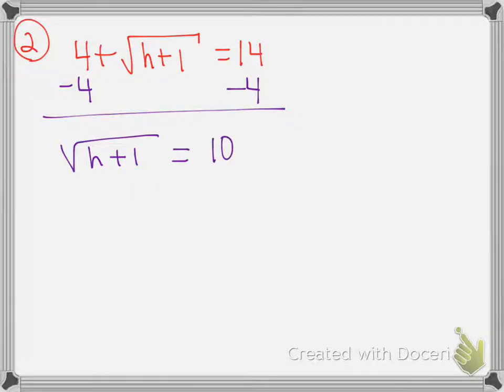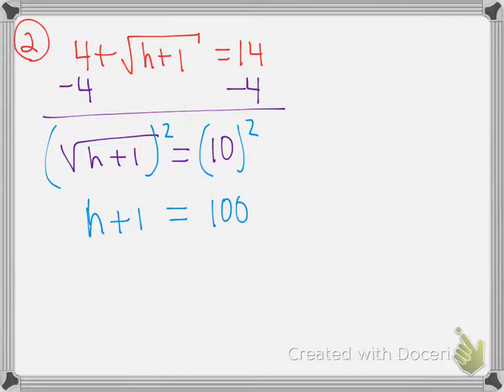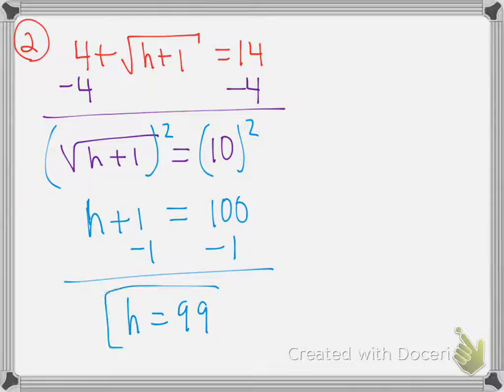Now to undo that radical sign, we need to square both sides. So the square undoes the radical. Those are inverse operations, so it's just h plus 1 on the left, and 10 squared is 10 times 10, or 100. And then the one step, subtract 1 from both sides, and h equals 99.